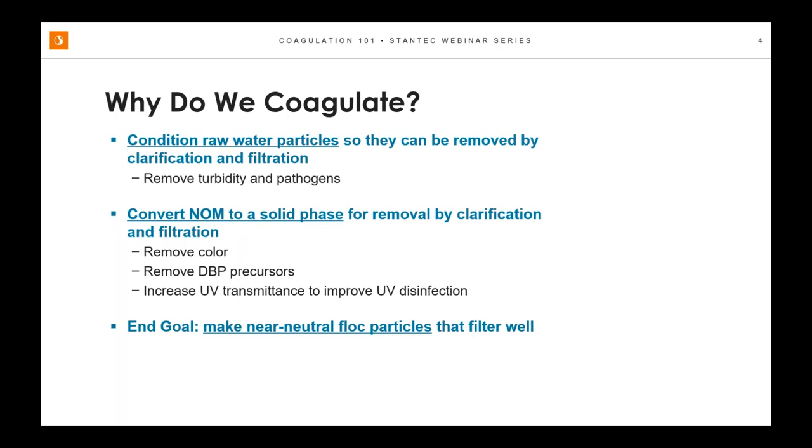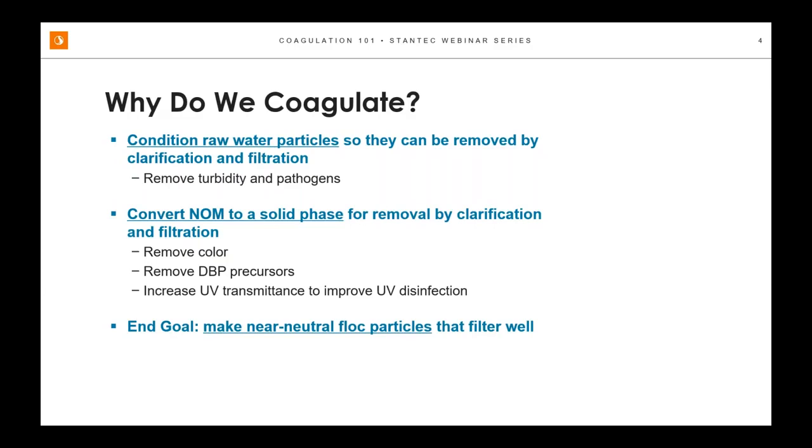So if we think about why do we coagulate, there's really two reasons. And the first one is the classical reason. We're going to condition the raw water particles so that they can be removed by clarification and filtration. So we're going to take away their negative charge, neutralize their charge so that they can be removed. Why we do that is because the particles in turbidity are a surrogate for the pathogens that we're trying to remove. So that's job one. That's where you're getting your pathogen reduction credits for chemically assisted filtration.